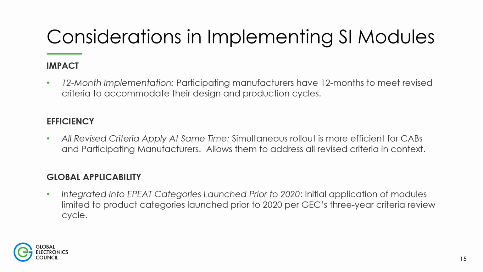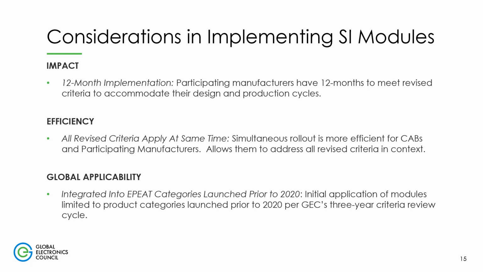So 3 things. First, we want to allow participating manufacturers 12 months to transition to the revised criteria to better accommodate design and production cycles. Now, in the past, we've allotted just 6 to 9 months, but we understand that this is a significant change, and we want to allow more time.